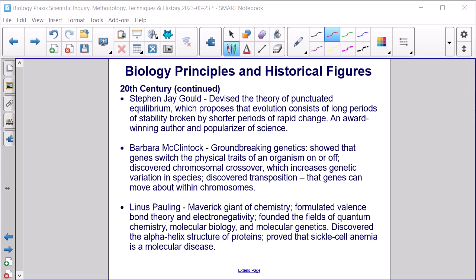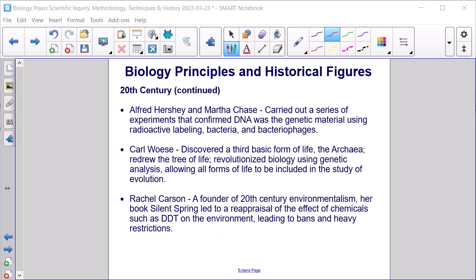Linus Pauling, a maverick giant of chemistry, formulated valence bond theory and electronegativity, founded the fields of quantum chemistry, molecular biology, and molecular genetics, and discovered the alpha helix structure of proteins, and proved that sickle cell anemia is a molecular disease. Alfred Hershey and Martha Chase carried out a series of experiments that confirmed DNA was the genetic material using radioactive labeling, bacteria, and bacteriophages.